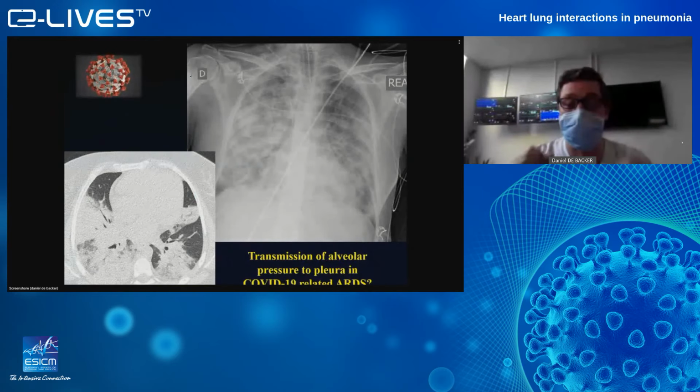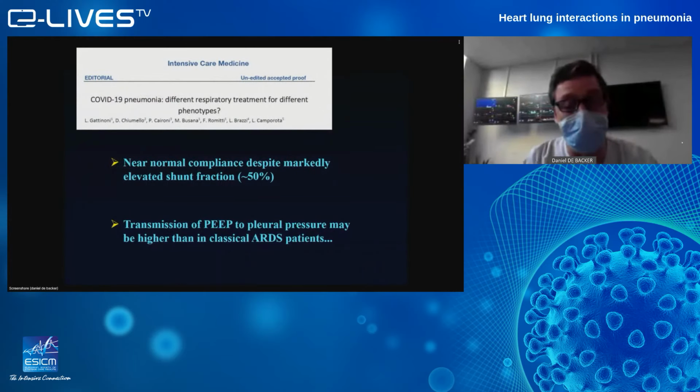However, COVID is somewhat special because indeed you realize that in many conditions, the condensation is really not the prominent factor. And so what is exactly the transmission of alveolar pressure to pleura in COVID-19 related RDS? So we have already some data showing that we have a very close to normal or initially relatively normal compliance despite markedly elevated shunt fraction. And hence, the transmission of PEEP to the pleural pressure may be higher in these cases than in classical RDS patients, at least in the initial stages.